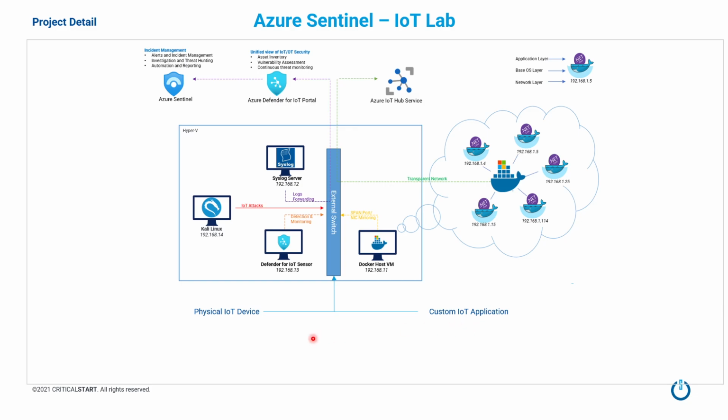Or they can actually introduce a new physical IoT device to the same lab environment as well. Right? Introduce a new physical IoT device, use the same lab environment, the Kali Linux VM, to launch IoT attacks against the physical IoT device as well. Get the alerts in Defender for IoT, get them synced in Azure Sentinel, and then use Azure Sentinel to do advanced investigation and incident response for your IoT environment.